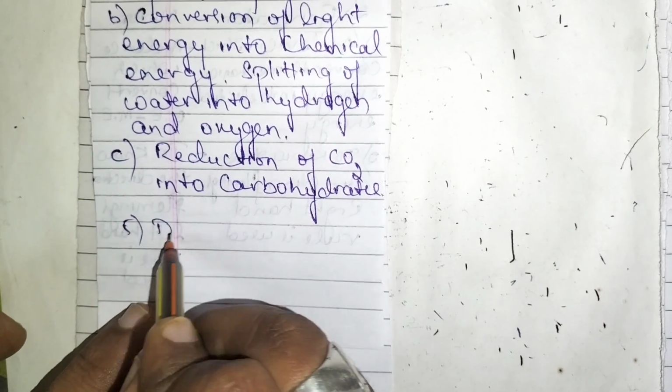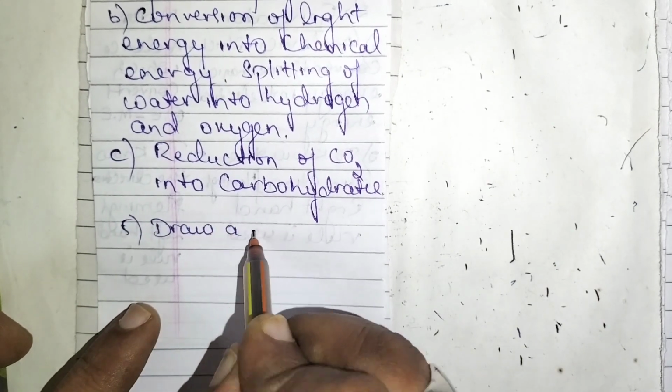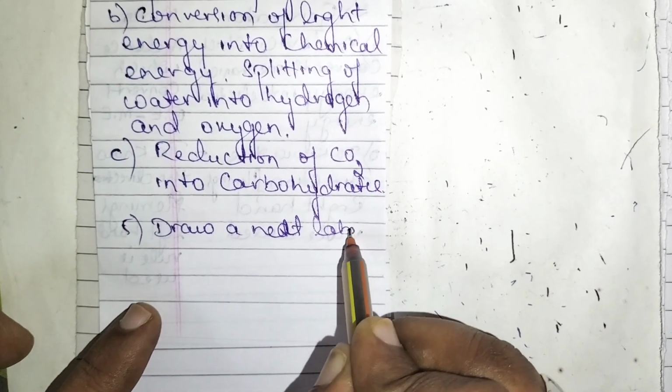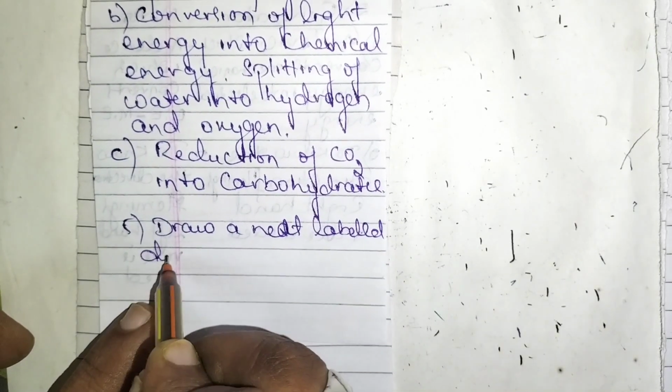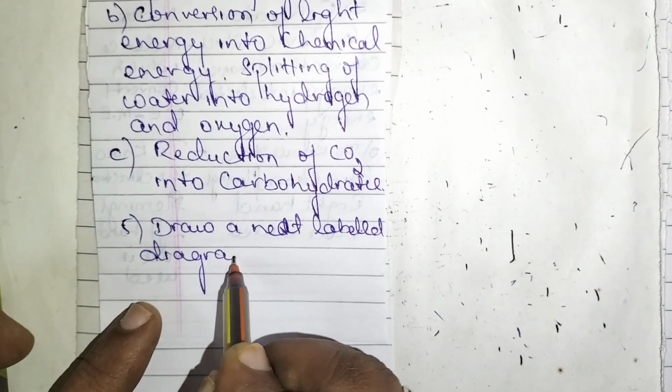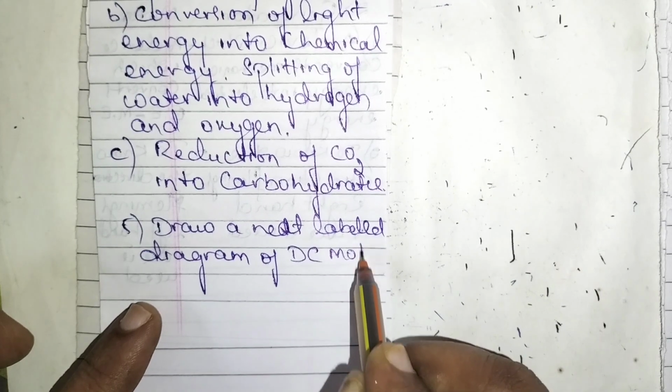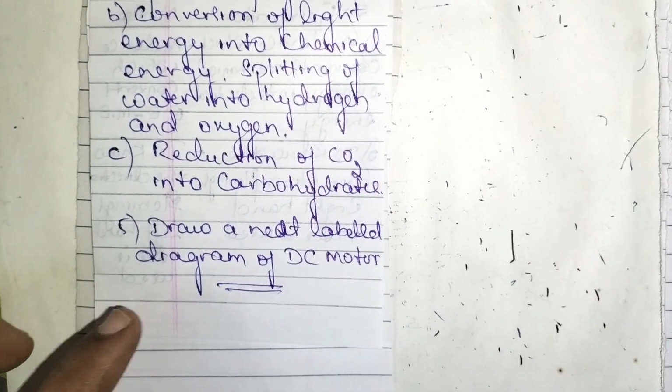The fifth question is draw a neat labeled diagram of DC motor. So we have to draw the labeled diagram of DC motor.